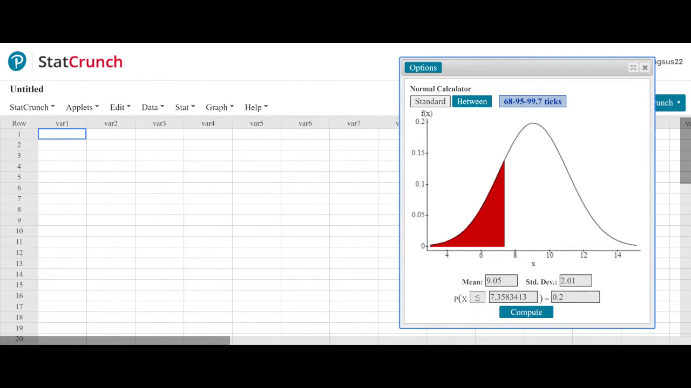So the A value in this question is 7.36. So Brittany, I think that was your question. Did that answer everything you needed for that one?